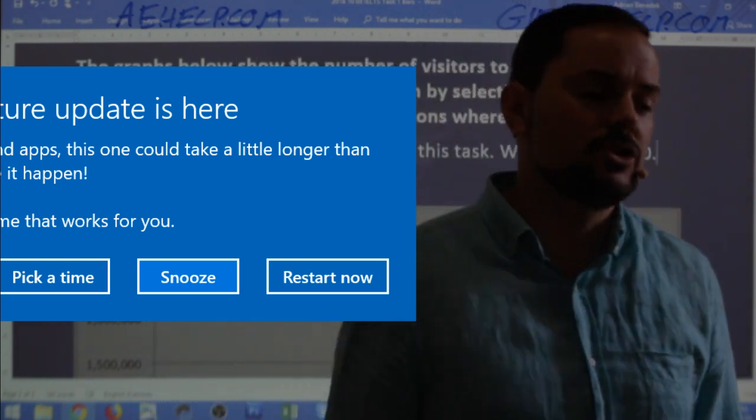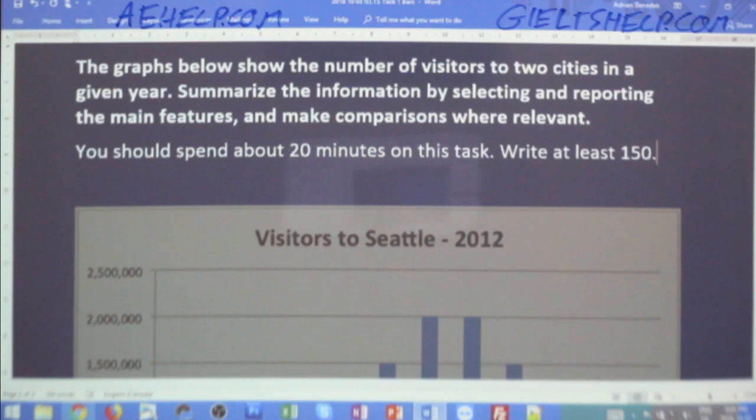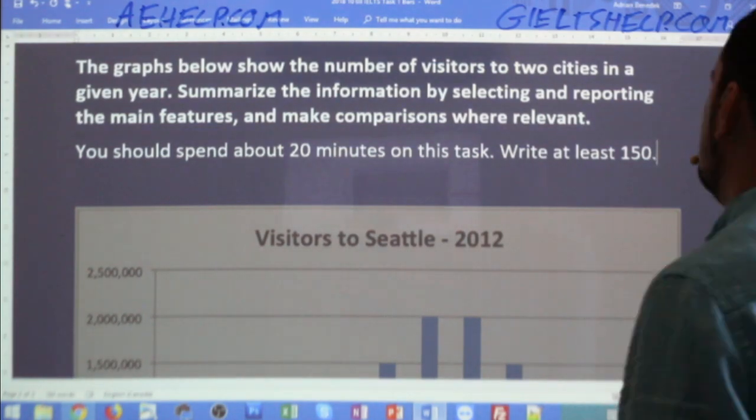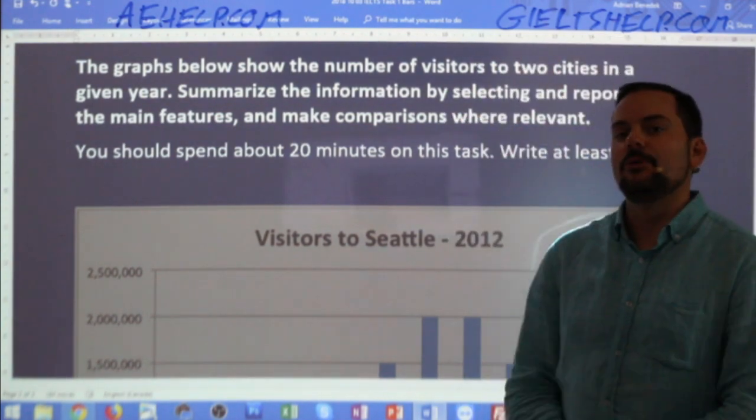Okay, students, so what is the first step that you should be taking when you read this question in your academic IELTS? So what's your step number 1? What should you do?